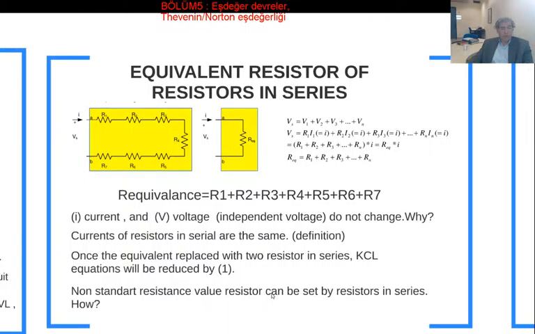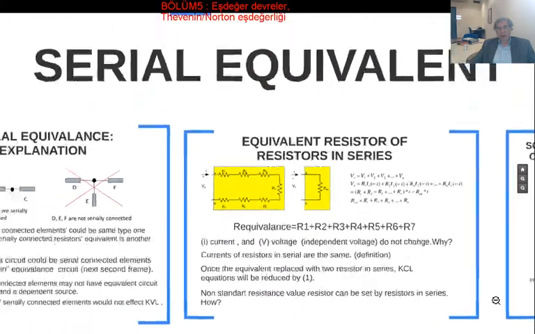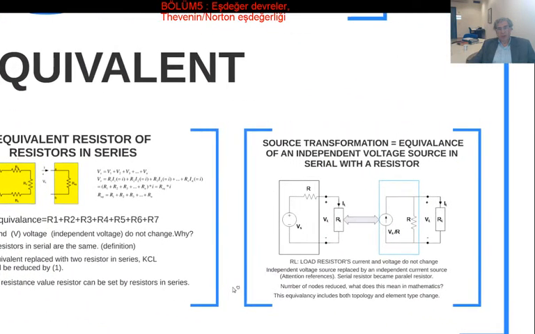Non-standard resistor values can be set by resistors in series. How? Assume that this is 1 ohm and that's 5 ohm, and you need a 6 ohm resistor, which is not available in the market. If you connect in series the 1 ohm and 5 ohm resistors, which are available in the market, you can introduce a 6 ohm resistor, which is not available. So this helps us find non-standard resistor values in practice by using the serial connection. This is another advantage of this equivalency concept.